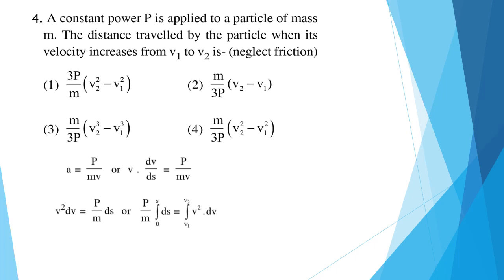Now taking all the v terms to the left side, we get v square dv is equal to P by m ds. Now when we integrate this from v1 to v2, we get s is equal to m by 3P (v2 cube minus v1 cube). So the correct answer here will be option 3.